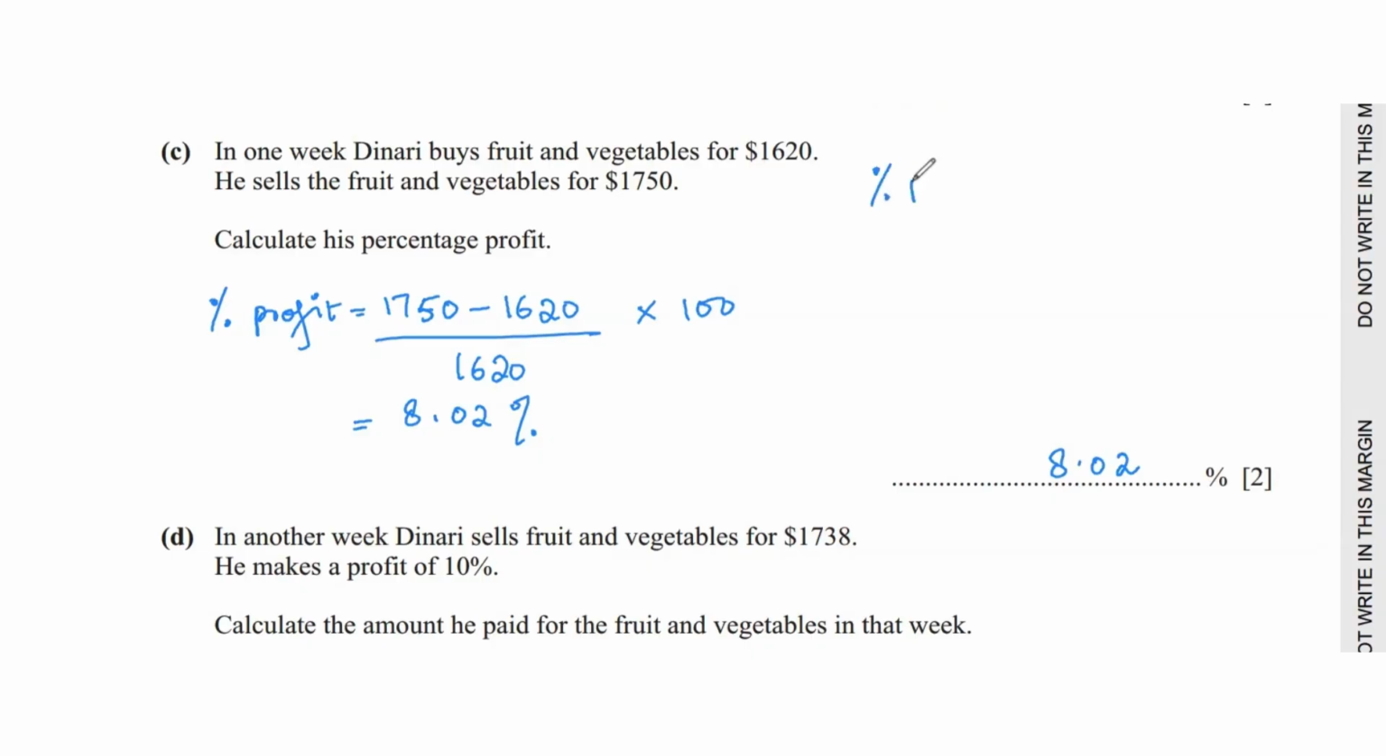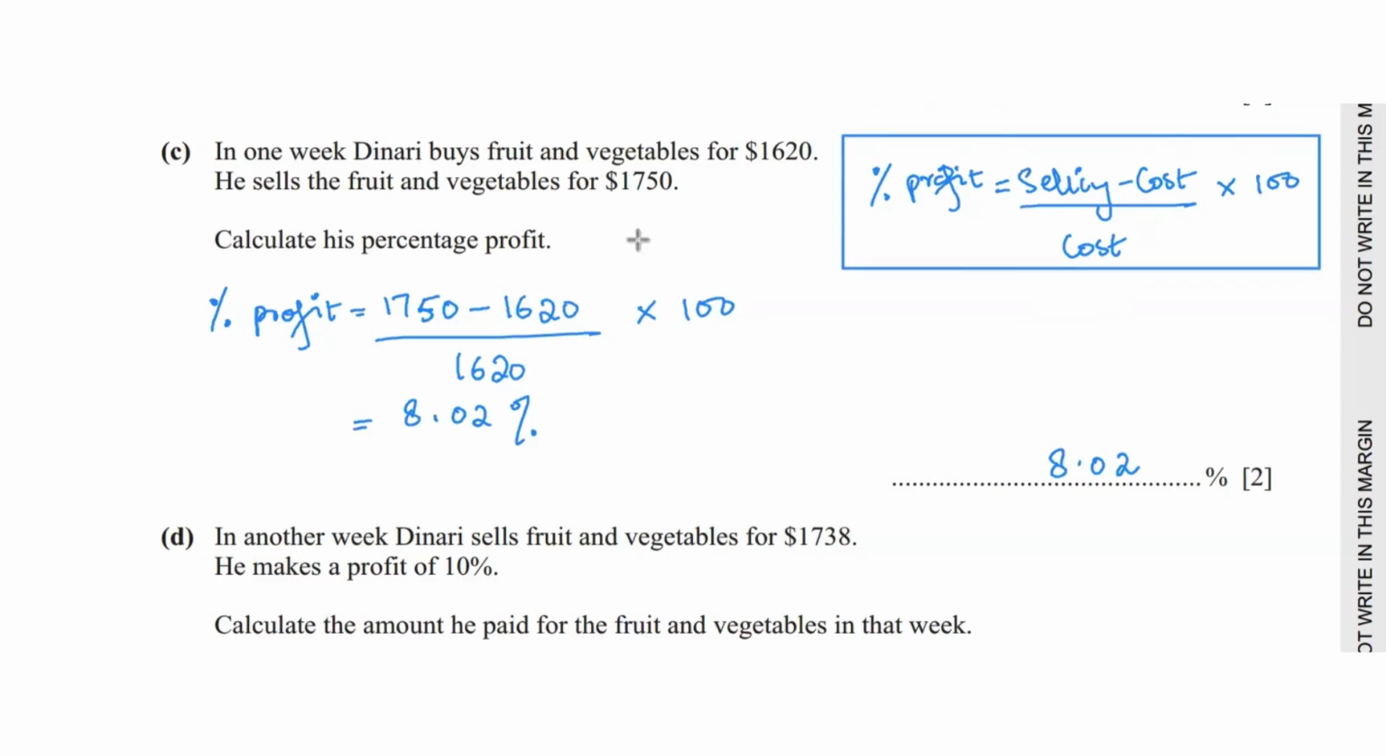In case there's someone who doesn't know the formula, selling minus cost divided by cost times 100. This is the formula that we're applying for percentage profit.